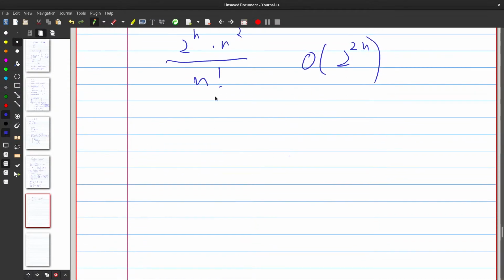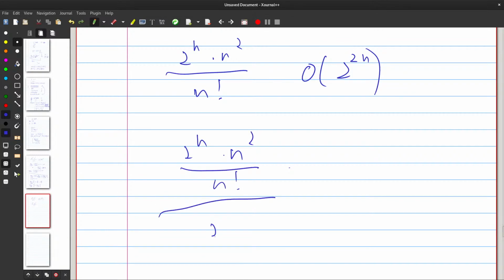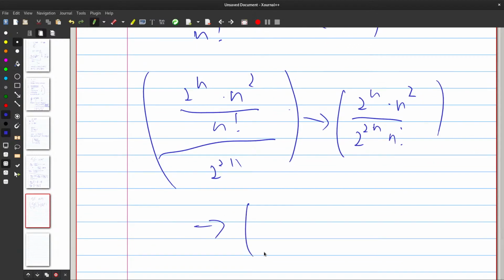Well, we can just go, well, 2 to the 2n, 2 to the n. So we write the fraction as 2 to the n times n squared over n factorial, over 2 to the 2n. I'm just not going to write limit because I'm lazy. We write 2 to the n times n squared over 2 to the 2n n factorial. Well, we can cancel out some 2 to the n's here, and we end up with n squared over 2 to the n times n factorial.